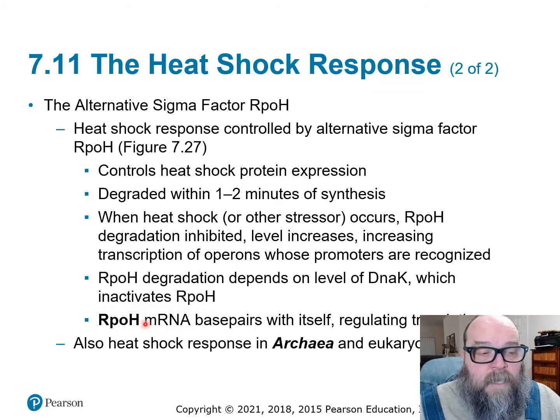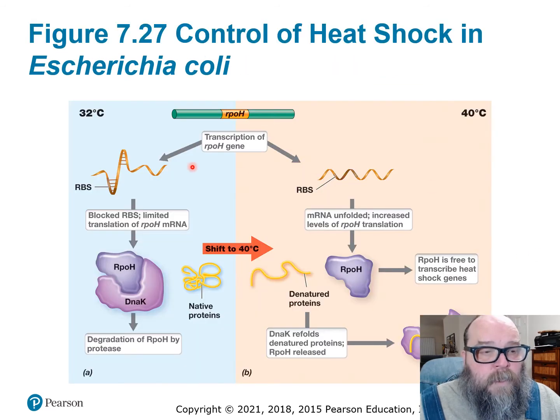Well, it turns out the messenger RNA for RpoH has a tendency to base pair with itself, which interferes with initiation of translation. So under normal conditions, 32 degrees Celsius for E. coli, RpoH is transcribed. Here's the messenger RNA. Thing is, the messenger RNA starts making secondary, two-dimensional and three-dimensional structures, stem loops. These stem loops, where it binds back on itself, interfere with ribosomes being able to bind and translate. The thing is, though, some ribosomes will be able to bind. There will be some translation occurring.